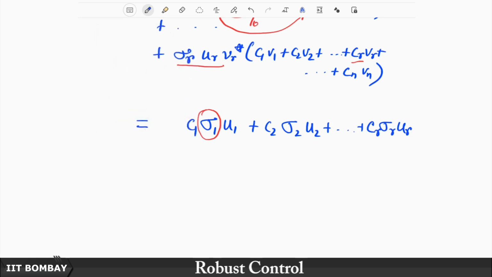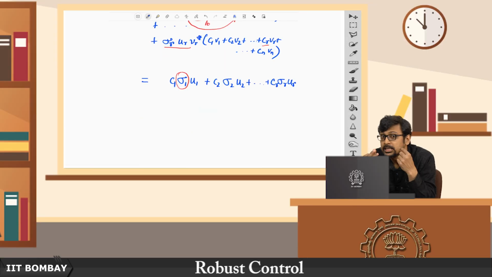Not just that, but we now also know exactly in what direction, and what the gain is. So if the vector V had a component C1 along V1, then its component along U1 will be C1 times sigma 1. If the vector V had a component CK along VK, then its component along UK in the output in the image would be CK times sigma K. In other words, sigma K is precisely the amplifying factor along the direction UK for an input along the direction VK.